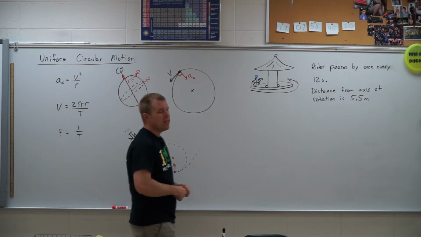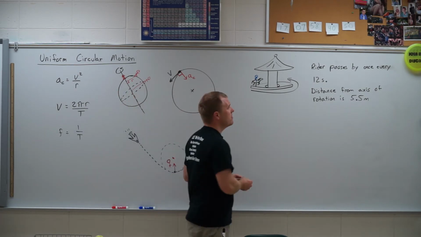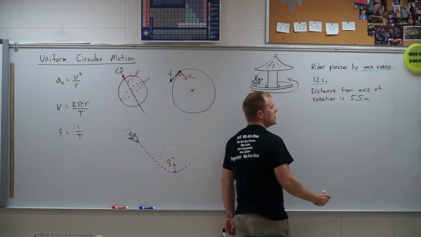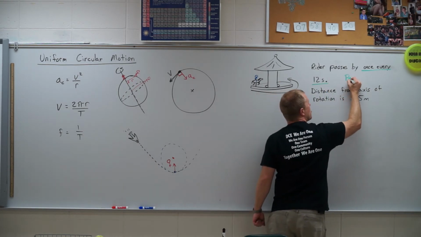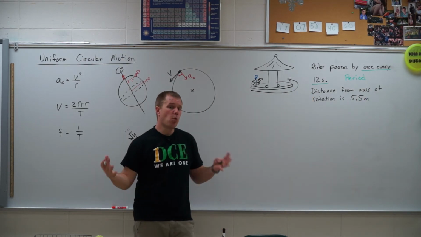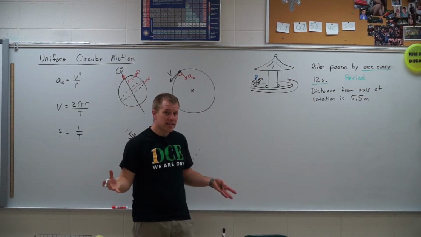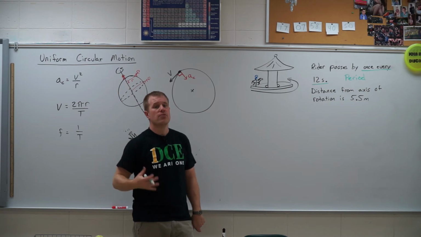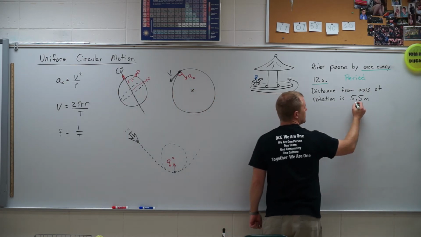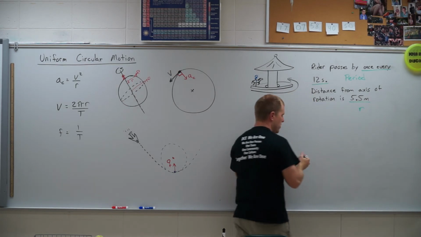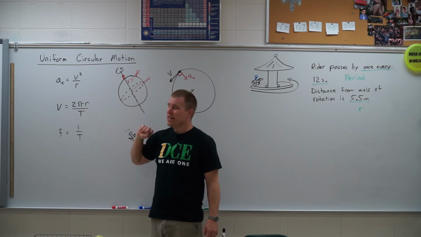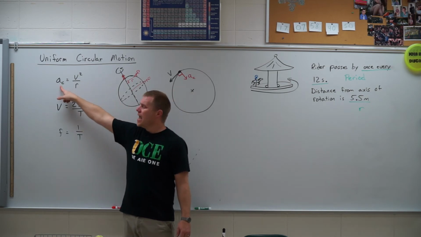Okay. So I think about what information I'm given. When it says once every 12 seconds, they are telling me a period. If they told me 22 times per second, they would be telling me a frequency. And the distance from the axis of rotation, so this is my R value. So they've given me period, and they've given me R, and they want me to find AC.